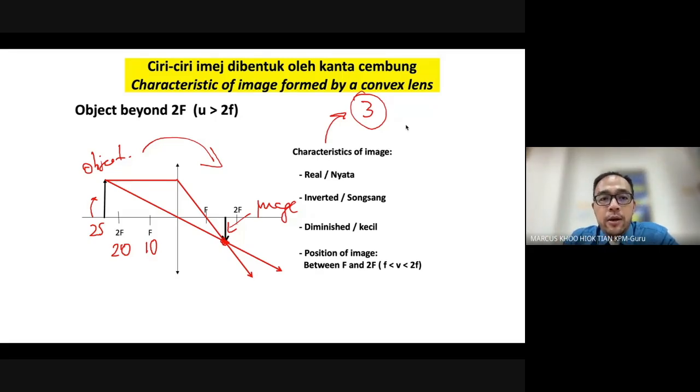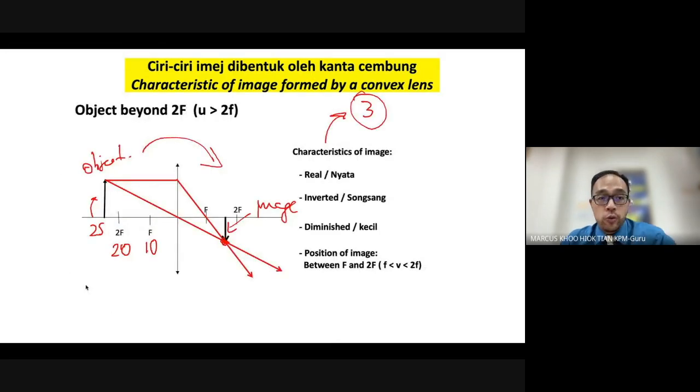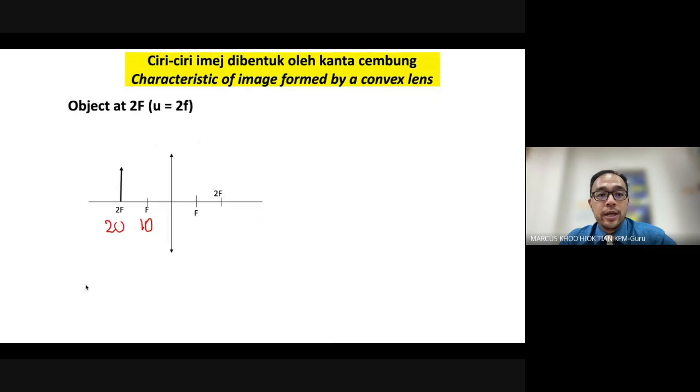Now let's go to the second drawing, which is we put u exactly at 2f. So for example, if f is 10 cm, 2f is 20 cm. We put it at 20. Just now the object was at 25, beyond 2f. In this case, follow the same rule. Parallel, after parallel, it passes through f.